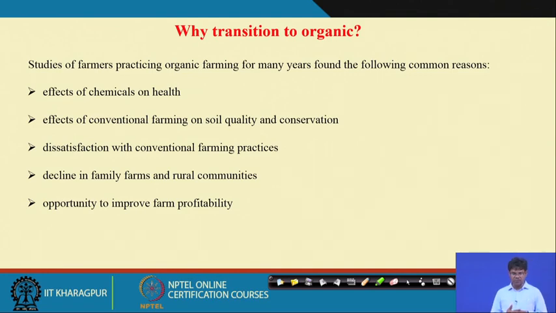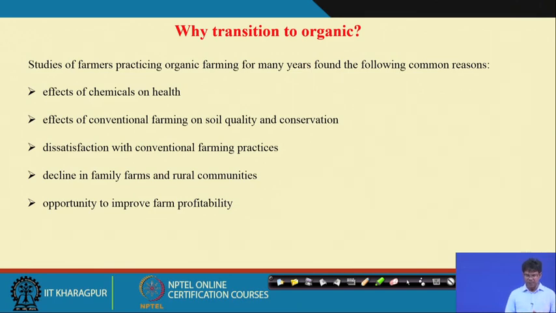The first reason for conversion is the effect of chemicals on health. We have discussed that using chemical fertilizers and chemical pesticides has a direct impact on human health, as many diseases are regulated by the food we take. So, how can we control food quality? By using the organic way of farming, you can have better quality food, so that we can have better health. That is because of health problems.